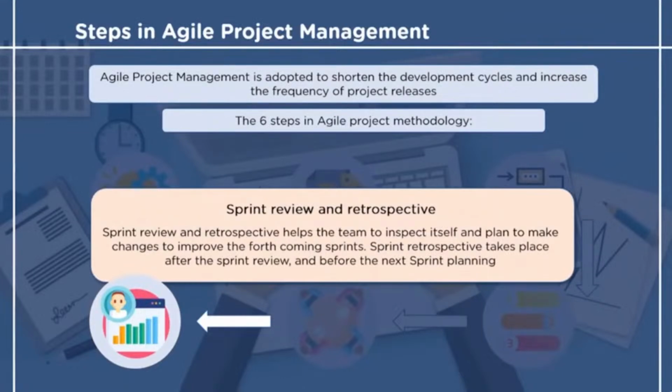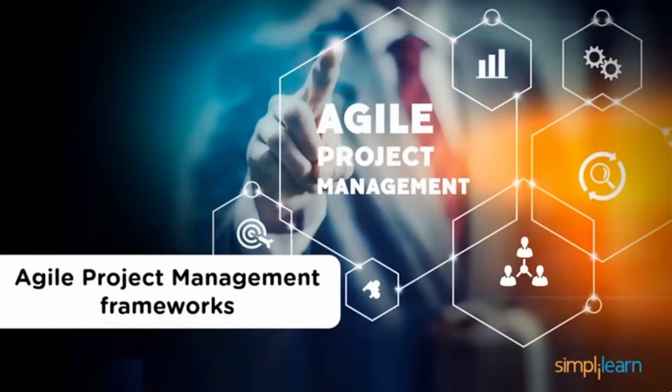The second meeting is for having a sprint retrospective. This meeting involves the stakeholders to discuss what went well and what went wrong during the sprint. Sprint retrospective takes place after the sprint review and before the next sprint planning. Now that we know the steps needed for Agile project methodology, we must understand some Agile project management frameworks.